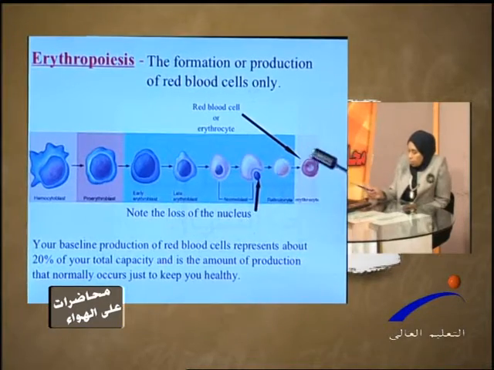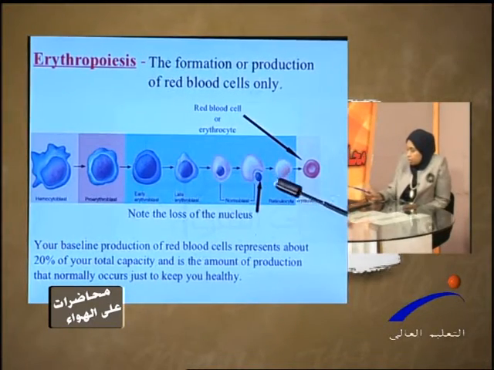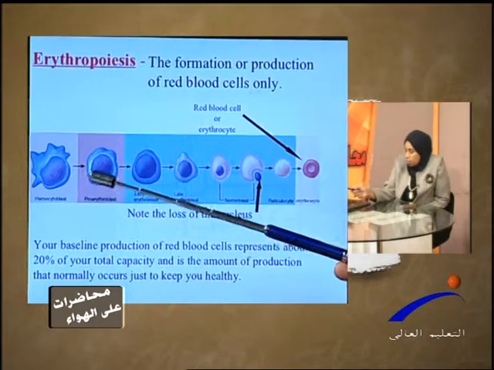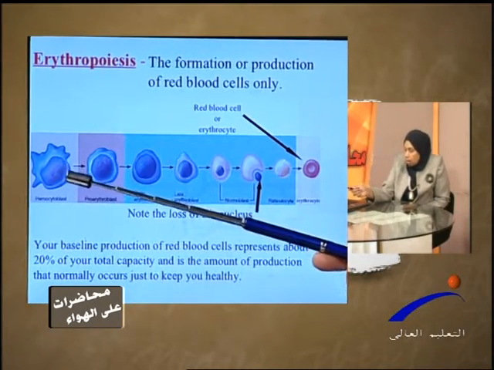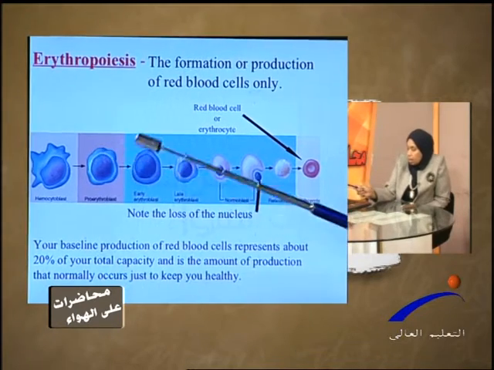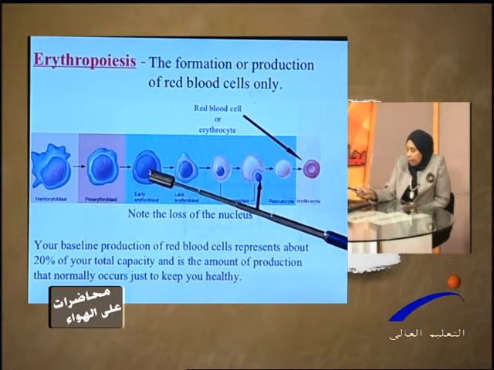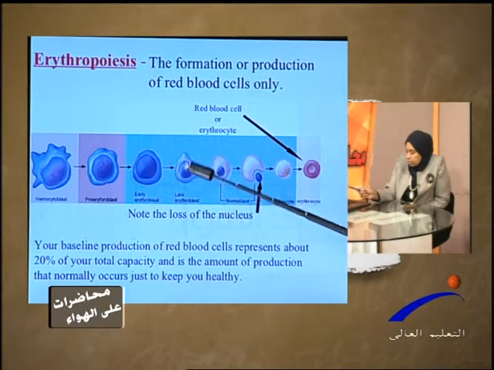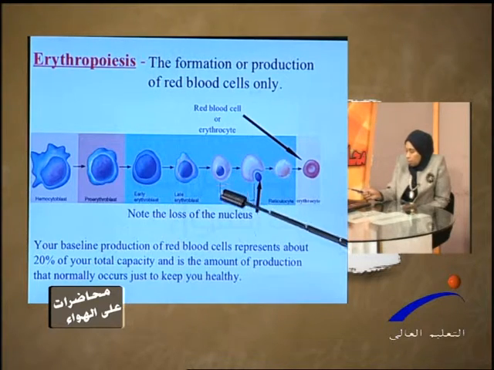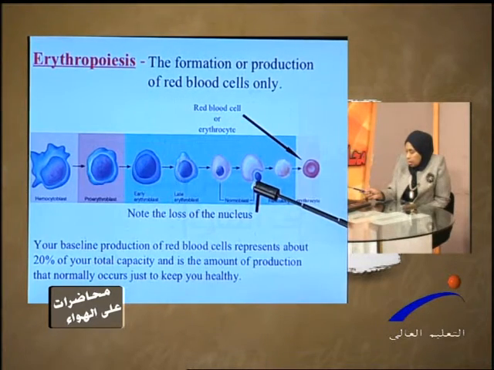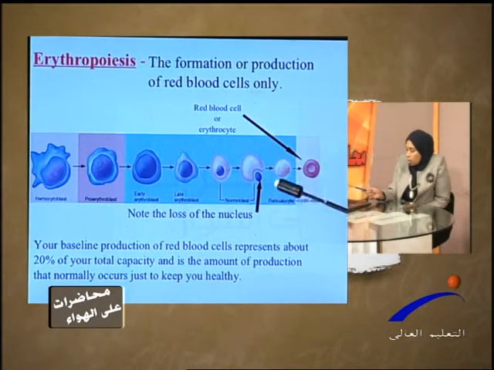Again, a very nice picture to show how the nucleus is extruded. The stem cells or committed stem cells become pro-erythroblast, early erythroblast, and intermediate, and then the late normoblast, which has an eccentric nucleus. This eccentric nucleus will become extruded and give rise to reticulocytes.